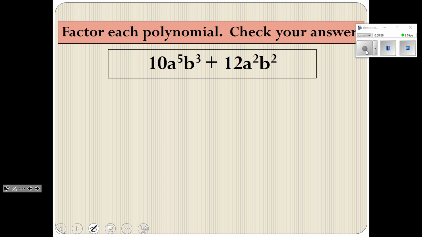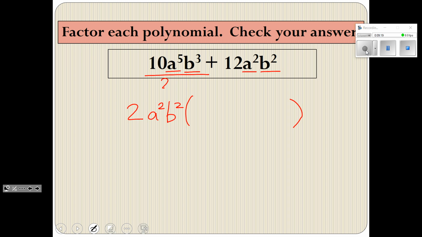This one we have 10 and 12. The greatest common factor for 10 and 12 would be 2. We have a to the fifth and a to the second. They both share a's, so we're going to take the one with the smallest exponent. They both share b's, so we're going to take the one with the smallest exponent. So we have figured out that the greatest common factor for those two terms is 2a squared b squared.